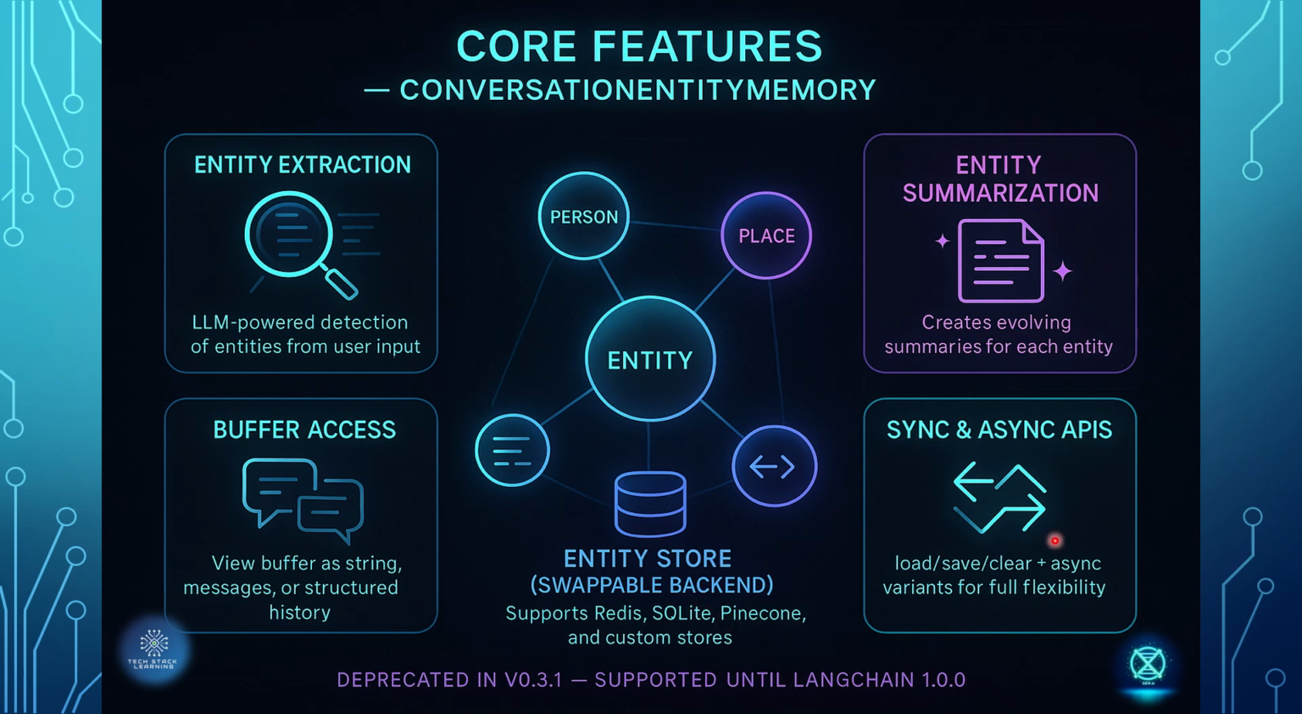Sync and async APIs are already part of it, which we can start using. And also buffer access, like access to chat history via the buffer, is available. This is also deprecated but supported in LangChain 1.0.1.